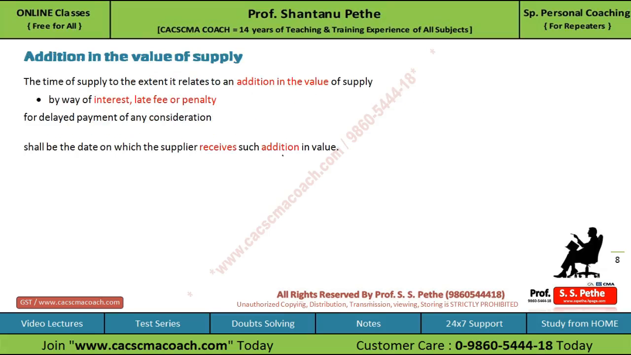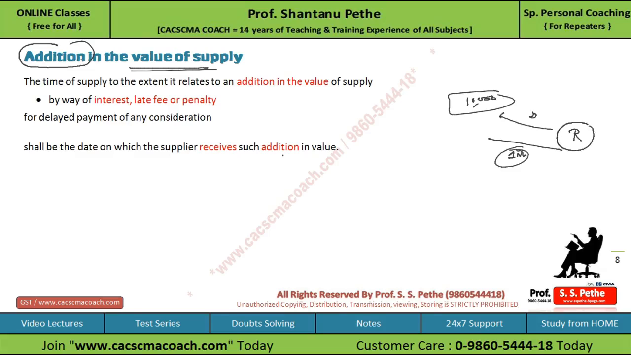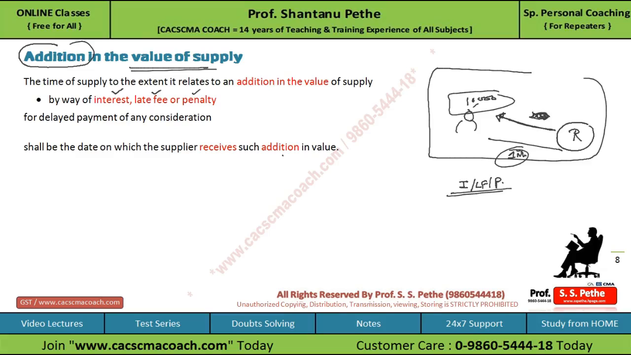Now let's see the time of supply in case of addition in the value of supply. यानी आपने supply किया था, let's say for 10,000 rupees, and the recipient was supposed to pay this amount let's say within 1 month or whatever may be the case. But he has delayed this payment. Because of this delay, the supplier also receives an addition in the form of interest, late fee or penalty. As per the contract between the supplier and the recipient, if there is a delay in the payment of consideration, the recipient will be liable to pay the interest, late fees or penalty for delayed payment.